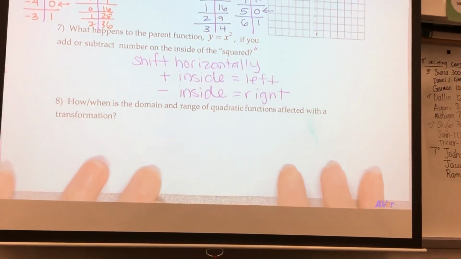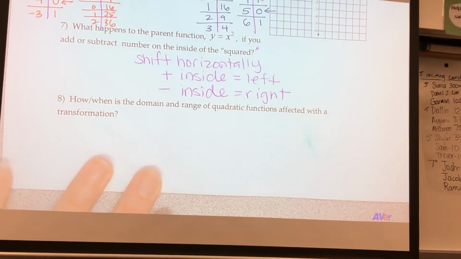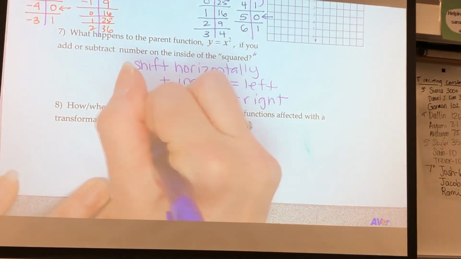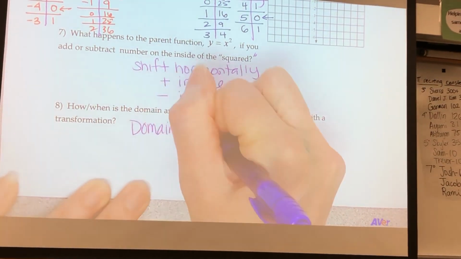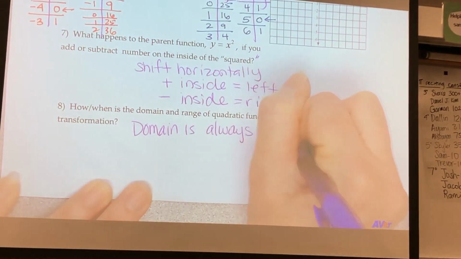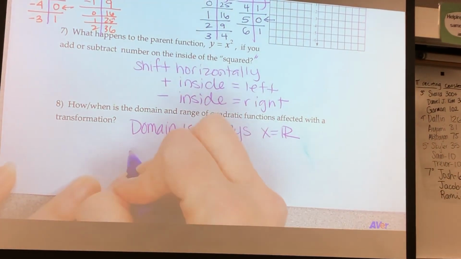And the last thing is to think about the domain and range. How is that affected by the different transformations? Now, I will already tell you the domain never changes. So the domain is always x equals all real numbers. Doesn't matter what I do to it, that's not going to change. But the range can change.